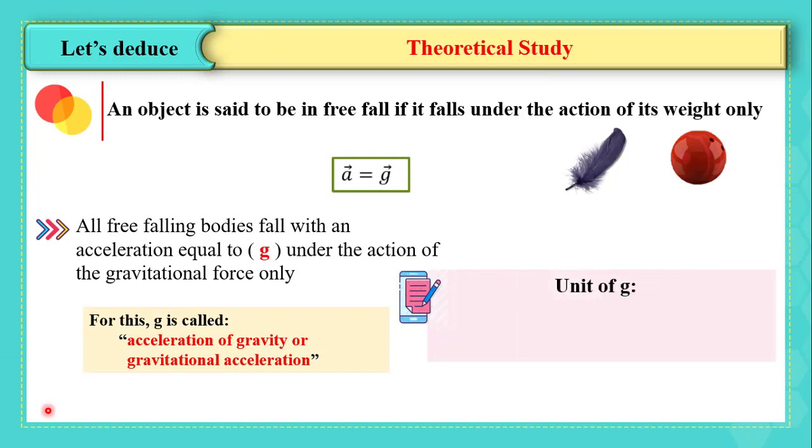Now let's check out the unit of g. g is in Newton per kilogram, but N is equivalent to kilogram meter per second squared from Newton's second law. Then, if we replace them in the previous unit, which is Newton per kilogram, we will obtain kilogram meter per second squared divided by kilogram. Kilogram eliminated by kilogram gives us meter per second squared, which is the unit of acceleration. Then g has the dimension of acceleration.